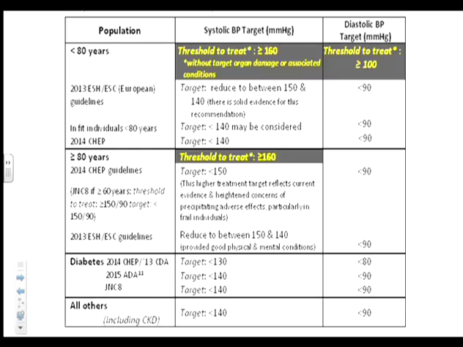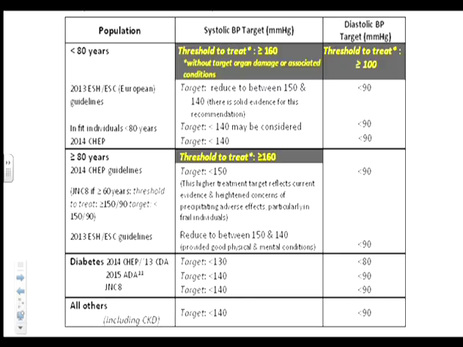But what you see in this particular table is on that left-hand column, your population. Are you over 80, under 80? Do you have diabetes? Do you have chronic kidney disease? And then within that, we get to see what the Canadians, the Americans, and the Europeans all think about blood pressure. As you can see, there's a bit of discrepancy.